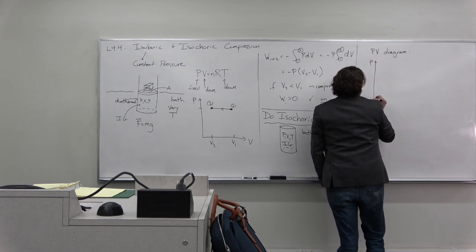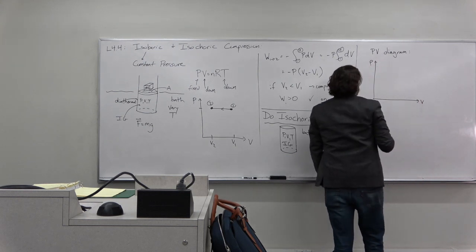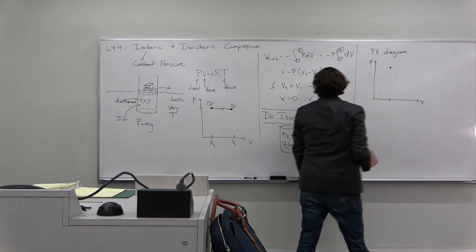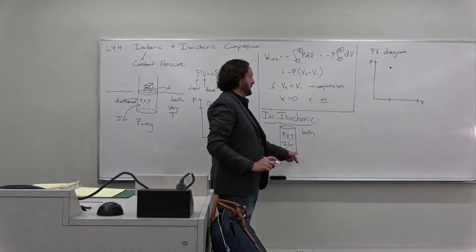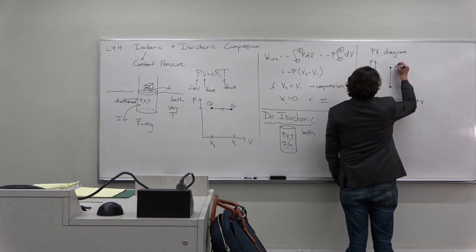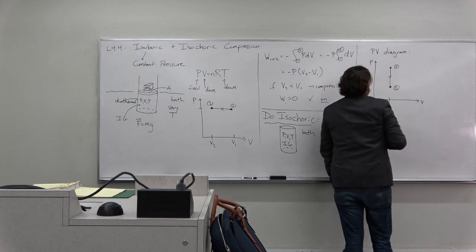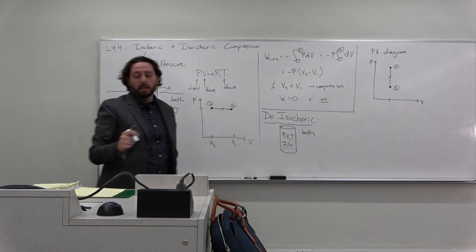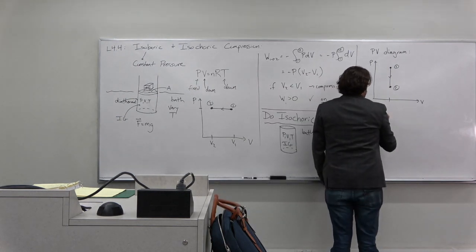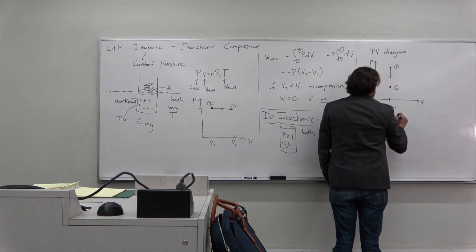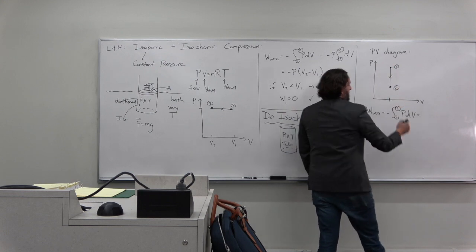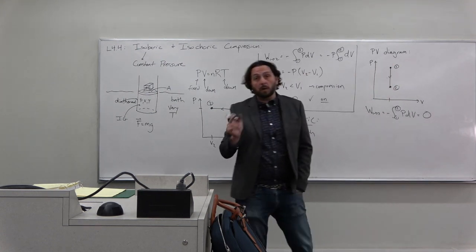So let's draw it up. On our PV diagram, we're going to have some volume. We're going to start at one pressure. Let's say I lower the temperature of the bath. The pressure is going to go down. Now, what's the work done in that scenario? Well, the work from 1 to 2 is minus the integral from 1 to 2 of P dV, but we can see that dV was 0. So no work was done in that scenario.